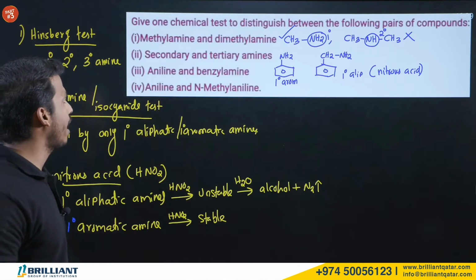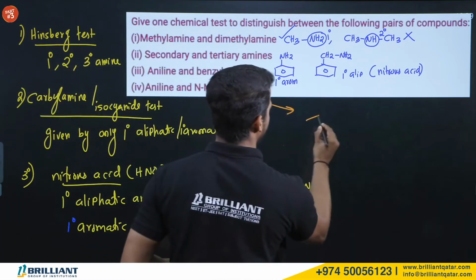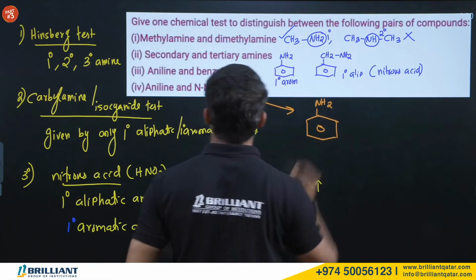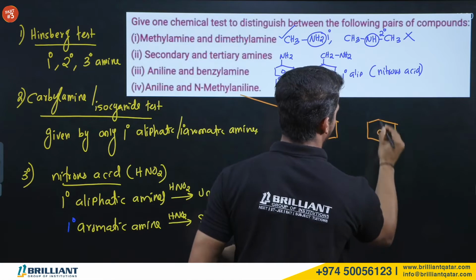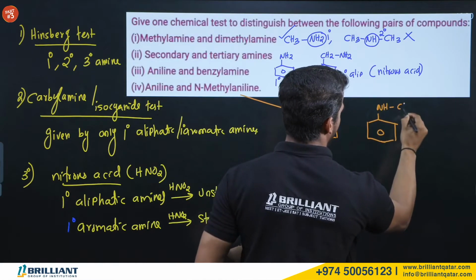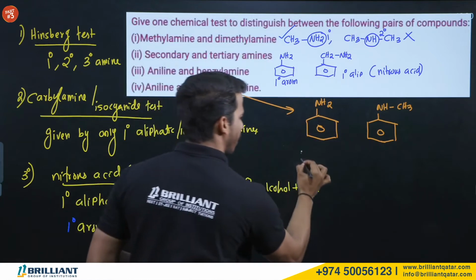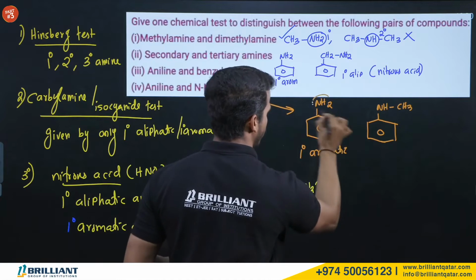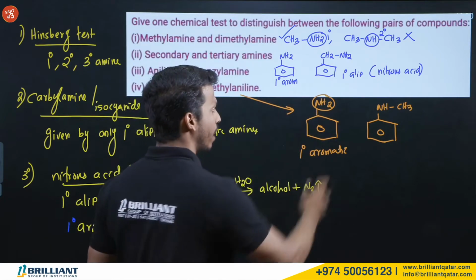What about aniline and N-methylaniline? Aniline means benzene with NH2. What is N-methylaniline? On the aniline nitrogen, it's connected to a methyl group. You know, dear student, aniline is a primary aromatic amine. Correct or not? NH2 group is there and nitrogen is directly on benzene, primary aromatic. What about this?